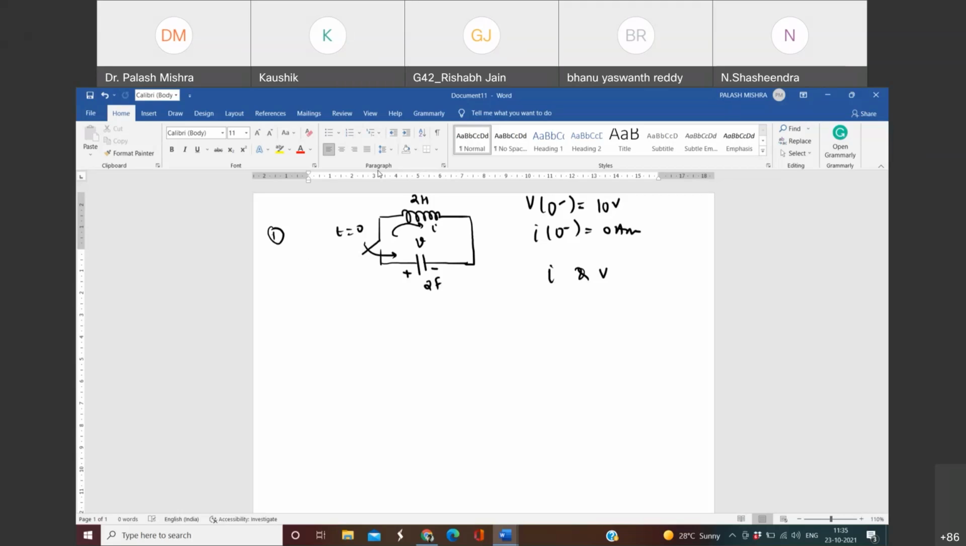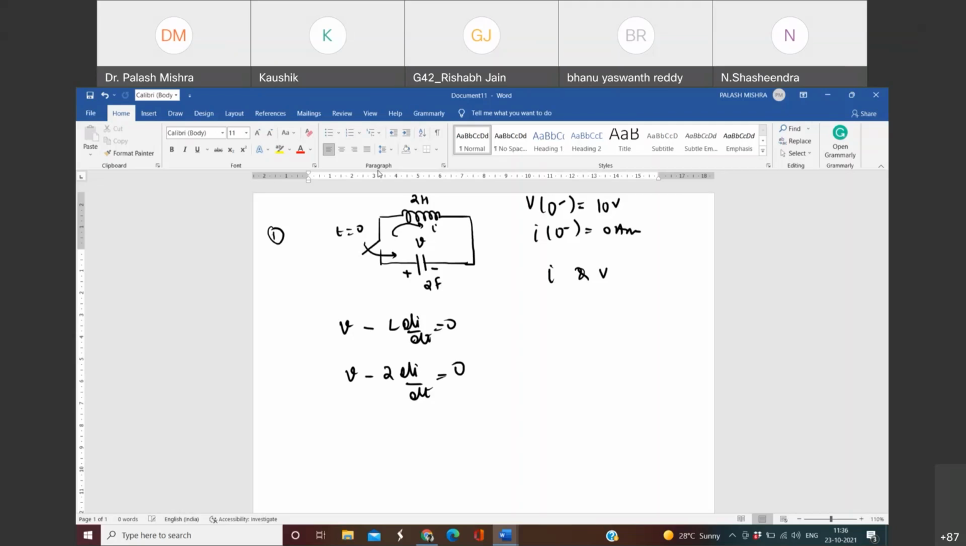And tell me the KVL equation for this loop, please. I'm waiting for the KVL equation. So if no one is telling, I'm just writing it. V minus L di by dt equals 0. V minus L, which is 2 Henry, 2 times di by dt equals 0. Is it correct?